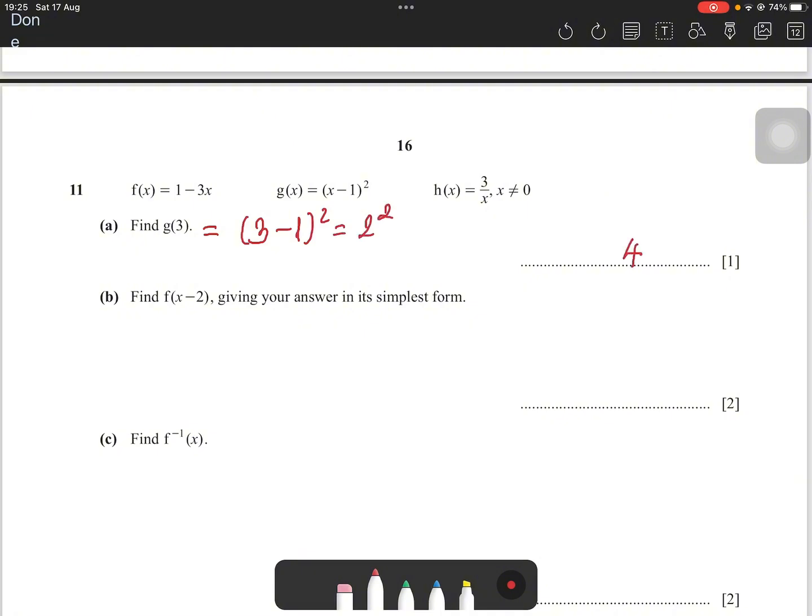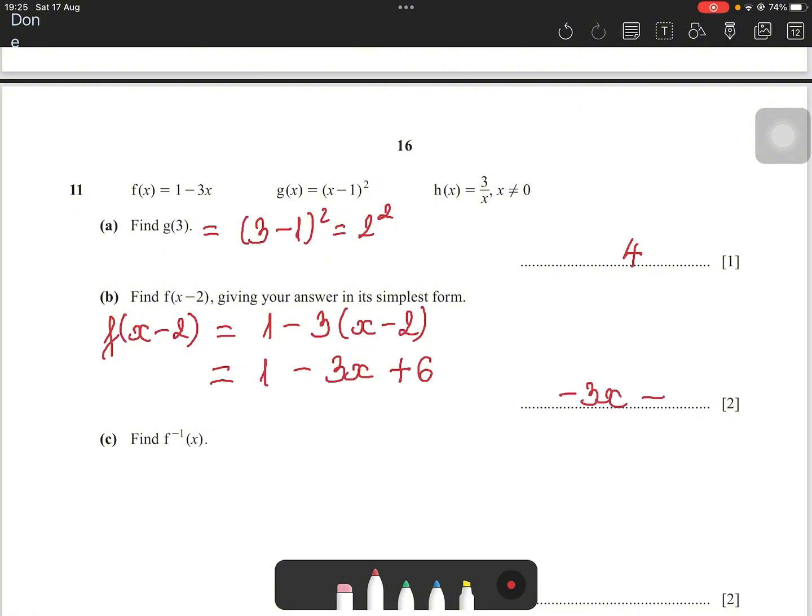B. Find f of x minus 2. So we substitute x equals x minus 2 into 1 minus 3x. Instead of writing x, we'll write x minus 2. And we simplify this. 1 minus 3 times x minus 2. Negative 3 times negative 2 is positive 6. So this one is negative 3x. 1 plus 6 is 7.